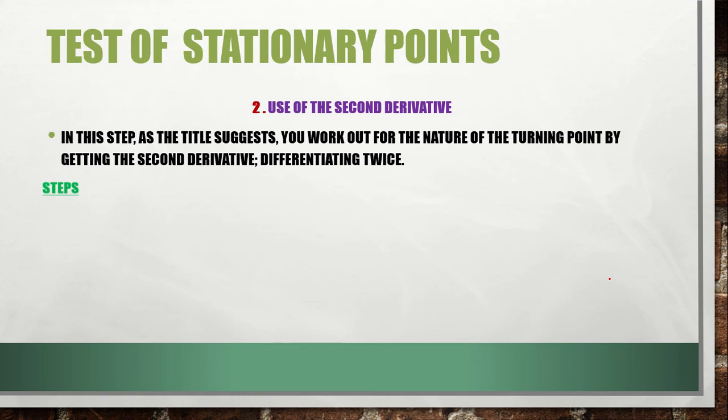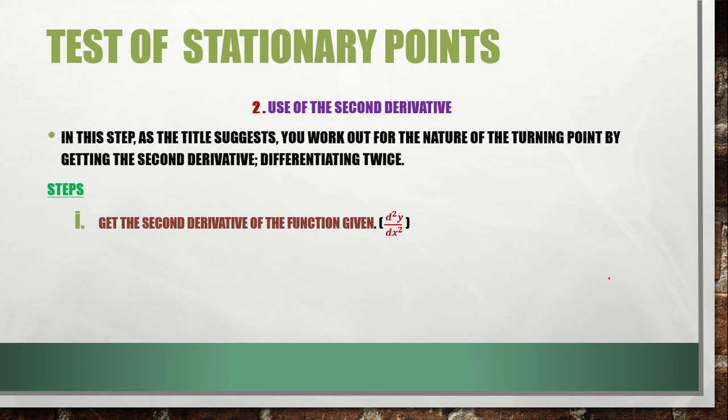So let's get the steps of solving this. The first thing is getting the second derivative of the function given. And I believe we came across why we have different notations of differentiation, and we said that this one is the second derivative. So it means I get my first derivative dy over dx, and then differentiate again to get d squared y over dx squared. With time, we shall be able to understand why we have it in this particular format.